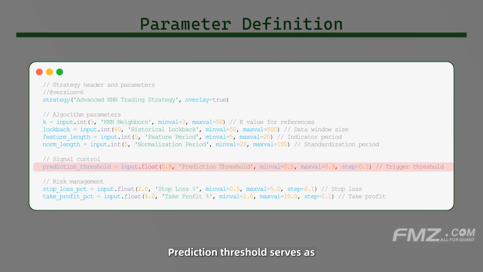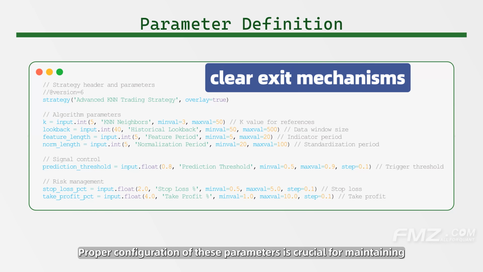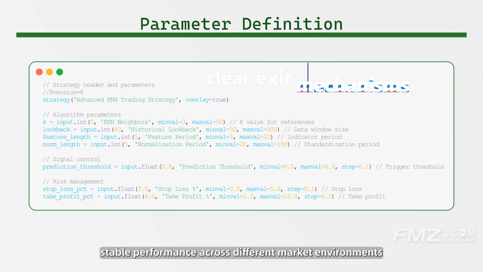Prediction threshold serves as the first line of risk control, generating trading signals only when the algorithm is sufficiently confident. Stop loss and take profit ratios follow classic risk management principles, providing clear exit mechanisms for the strategy. Proper configuration of these parameters is crucial for maintaining stable performance across different market environments.